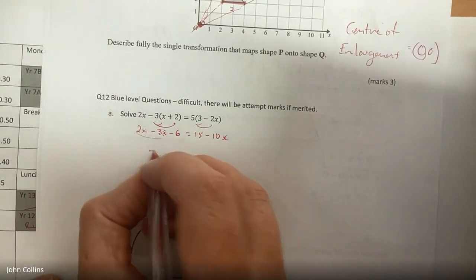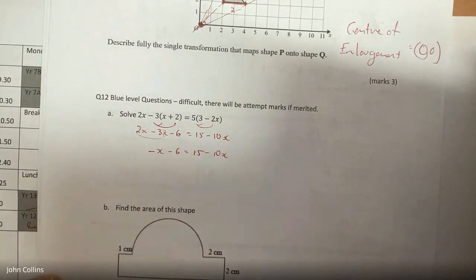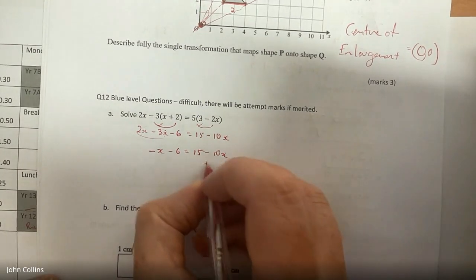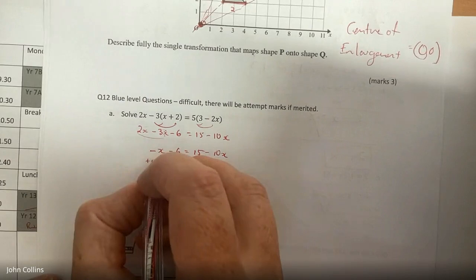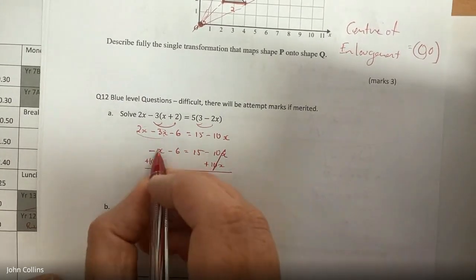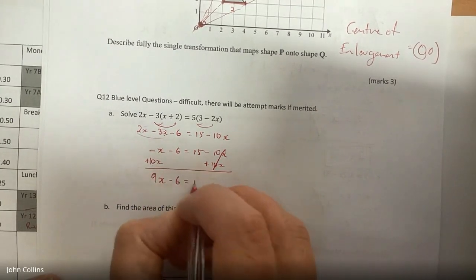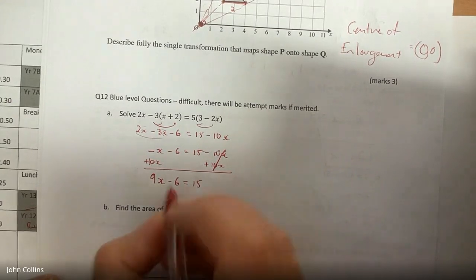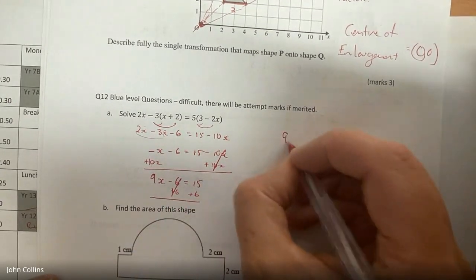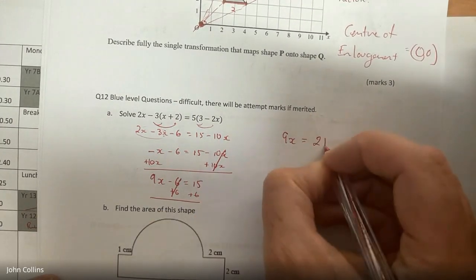2x take away 3x is -x. I'll write it again. And now I'm going to start solving. I'm going to add 10x to both sides because I feel that's a nice thing to do. Add 10x over here. So minus x, add 10x is 9x. I still have a -6 and I still have a 15. I'm going to add 6 as my next step to get rid of this 6. And I'll write it up here. 9x equals 21.